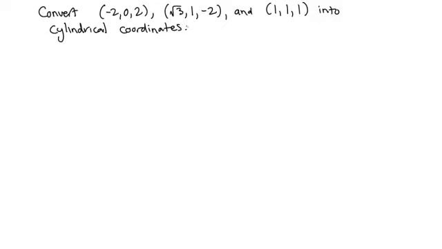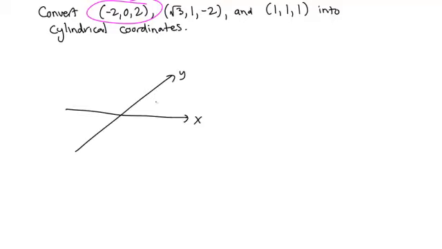Let's take a look at this example. Convert the points (-2, 0, 2), (√3, 1, -2), and (1, 1, 1) from rectangular coordinates into cylindrical coordinates. So let's start off with this first guy right here. And I'm going to draw kind of a cheesy picture just so I have some intuition as to what's happening. So here's the x and y axes laying flat in the plane, and here's the z-axis sticking up out of it.